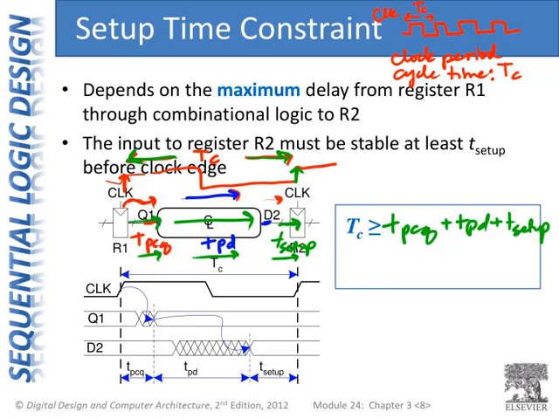We can also rewrite this in terms of TPD, because this is the part we have control over as a designer, the propagation delay of the combinational logic. We can redesign that combinational logic to make it have a shorter path. So we can take everything else to the other side of the equation, and we get TPD has to be less than or equal to TC minus TPCQ plus T setup.